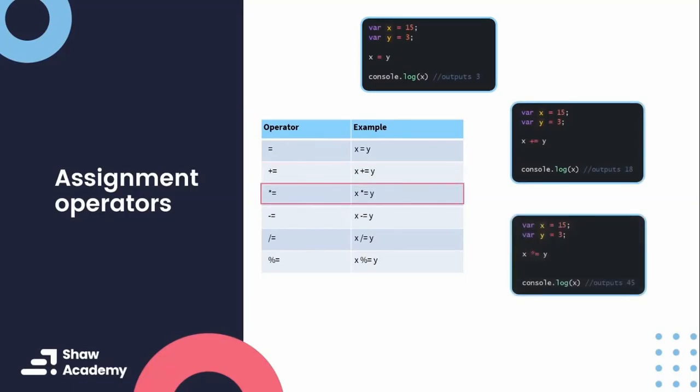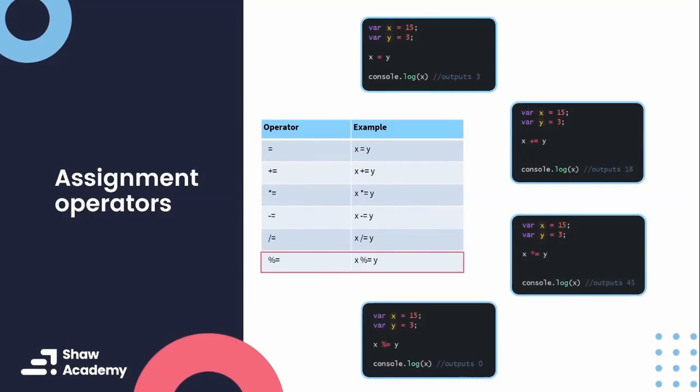Next, we can do multiplication as well, which is quite powerful. Essentially what we are saying is x multiplied by y gives us the new result assigned to x, which outputs 45. And then lastly, we can also perform an assignment operation using modulus. In our example here, we are setting x equal to the remainder of dividing x by y, which gives us 0, because there is no remainder after dividing 15 by 3.